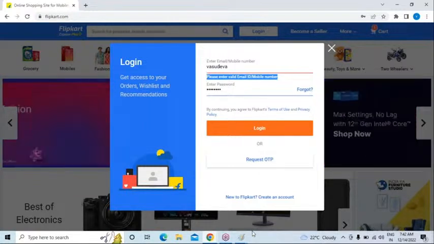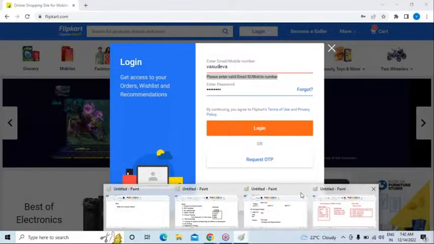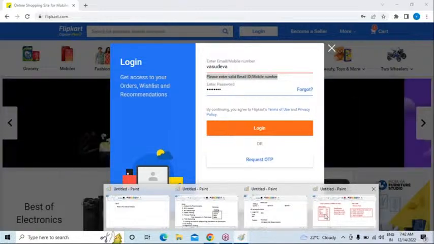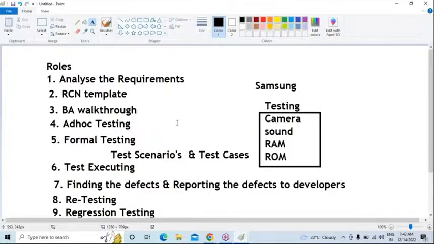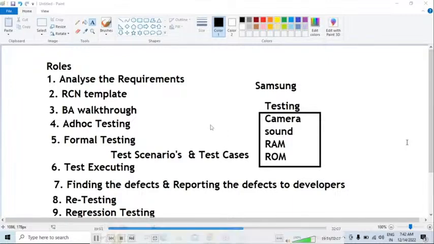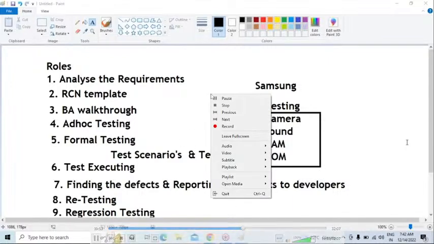Like this, we have to prepare, and while we are finding any defect, this defect needs to be reported to the developer. The developer will go through it and resolve the defect. Once they resolve it, again we have to perform retesting and regression testing. Like this, the process will be continued.